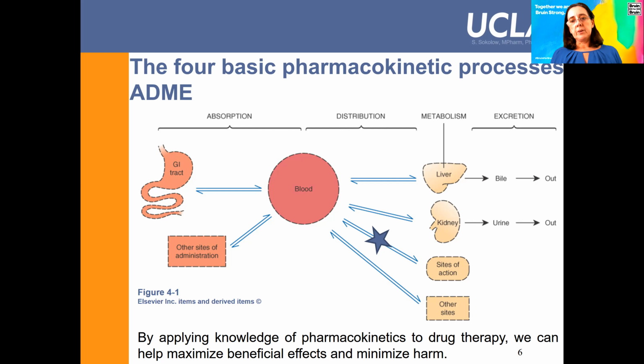and that means you can see a longer effect, which is okay, it's good, the drug is going to work longer, but on the other side, you can have more adverse effects because the drug stays longer in the body, or you have too much of that drug at the site of action because the drug is not being metabolized and excreted at the same rate as in a patient who has normal liver function or normal kidney function. So by applying the knowledge of those pharmacokinetics to drug therapy, we can help maximize the beneficial effect and minimize the harm.